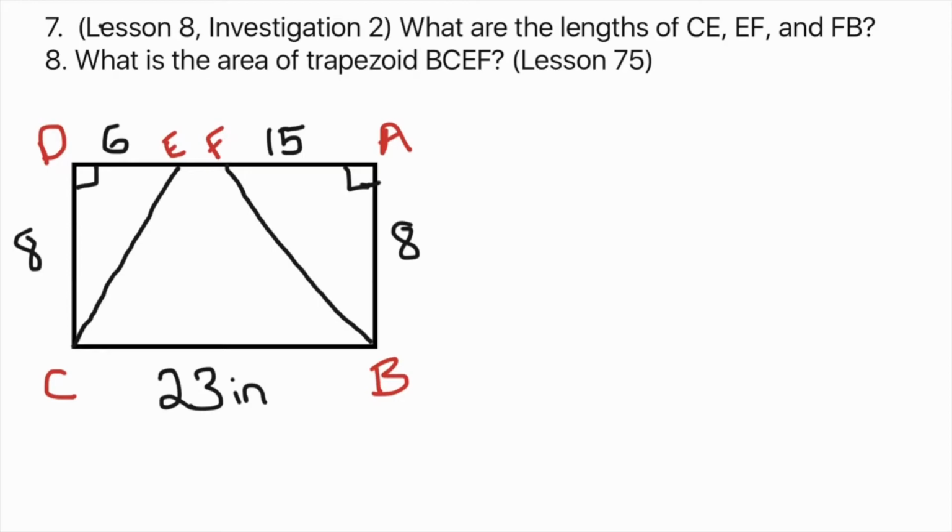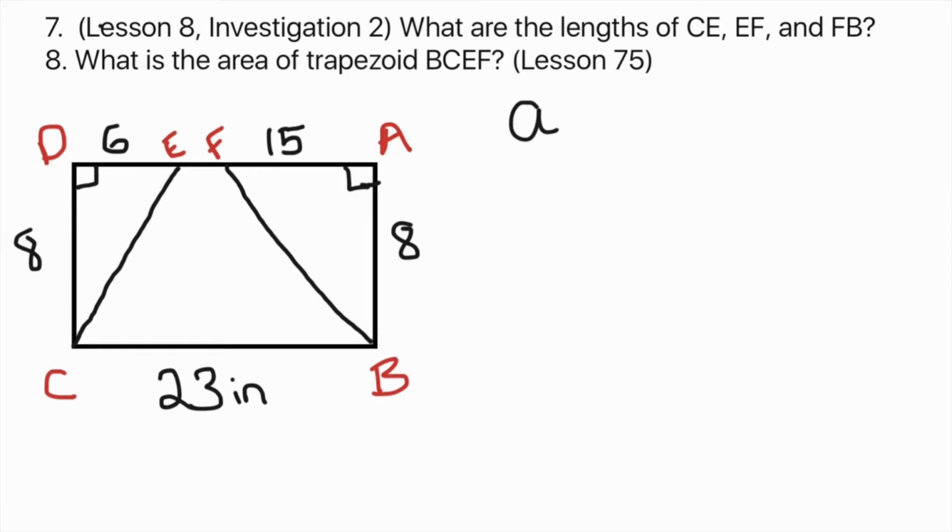Number 7 from Lesson 8 and Investigation 2. What are the lengths of CE, EF, and FB? So let's just focus on number 7 first. So looking at line CE, it's a diagonal line, and you can see that it forms a right triangle with sides DC and DE. We also know that 2 of the sides are 6 and 8, and those are called the legs of the right triangle. So we need to find the hypotenuse.